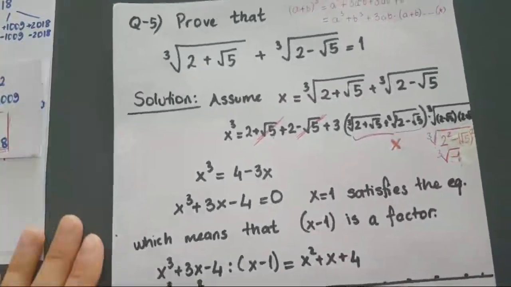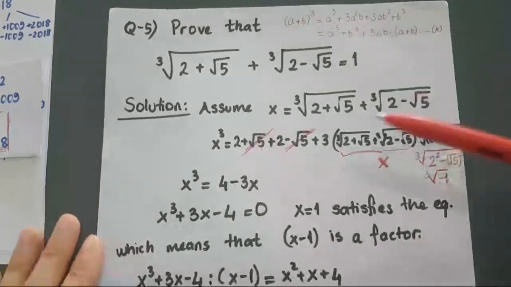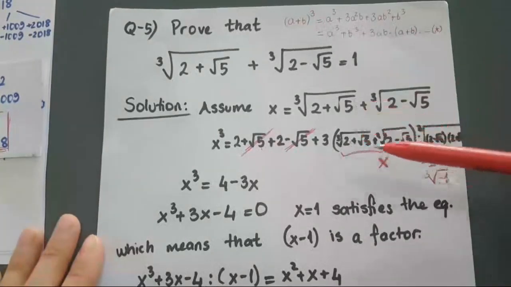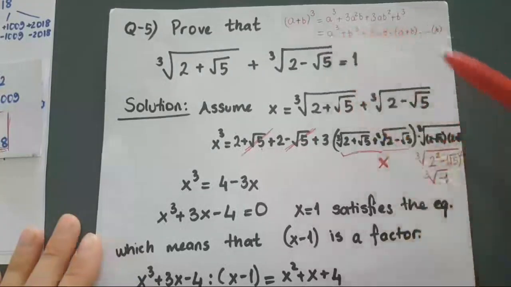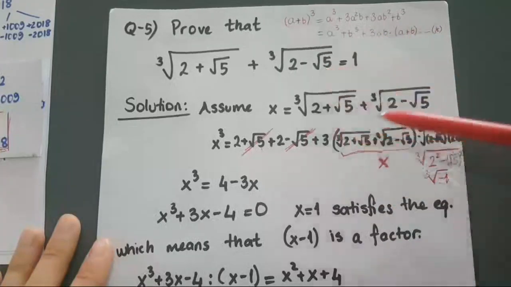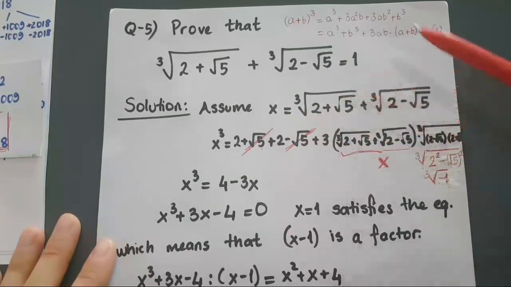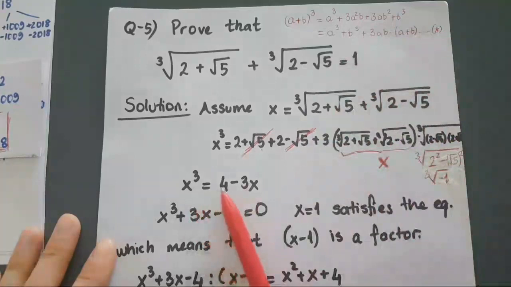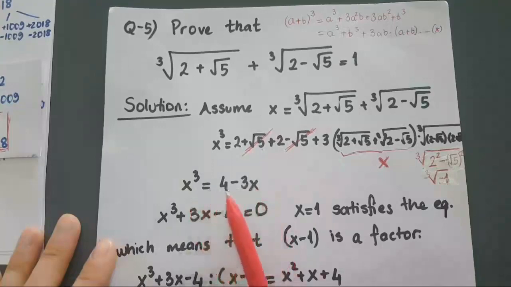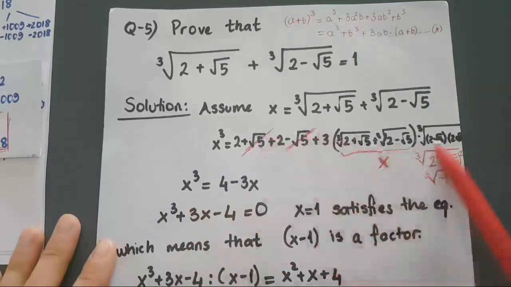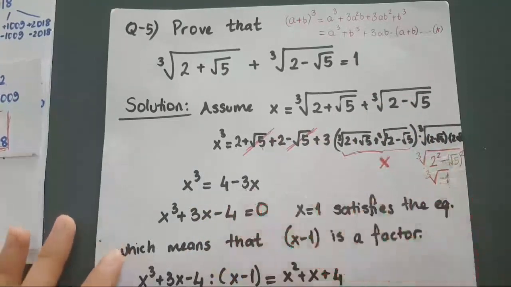Let me show from the beginning. Prove that cube root of 2 plus root 5 plus cube root of 2 minus root 5 is 1. We use this identity to solve the problem. We assume the left side of the equation is x. Then we cube x. When we cube the left side of the equation, we got 4 minus 3x. We got this cubic equation. x cubed is equal to 4 minus 3x. When you simplify everything here, you will get x cubed equals 4 minus 3x.